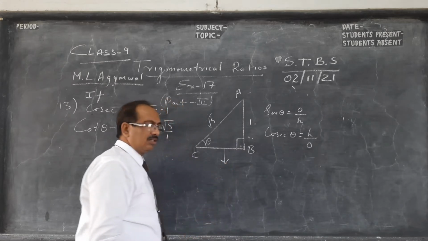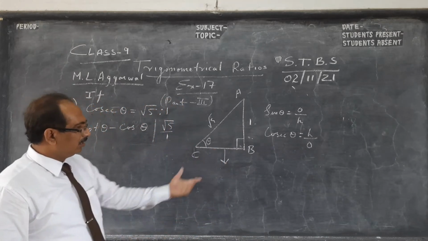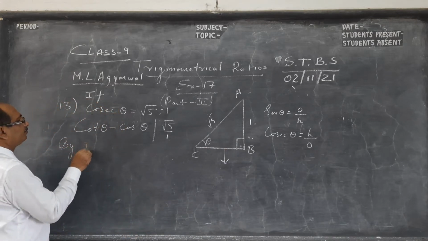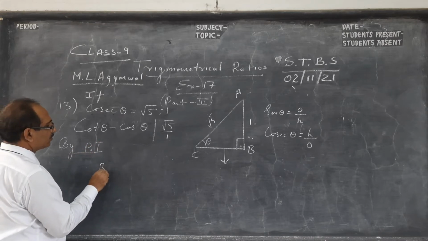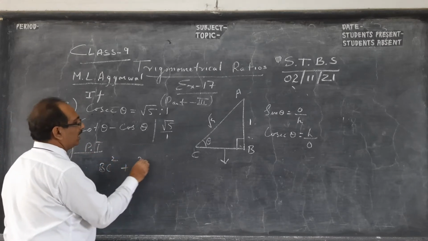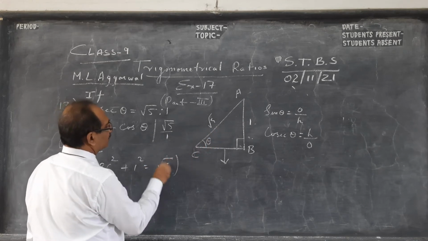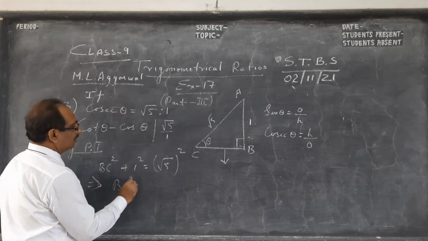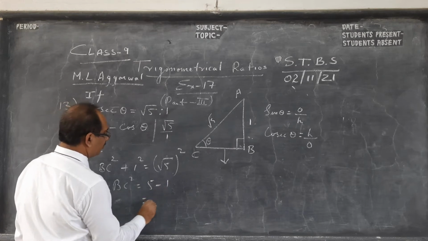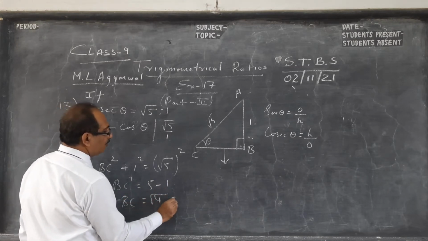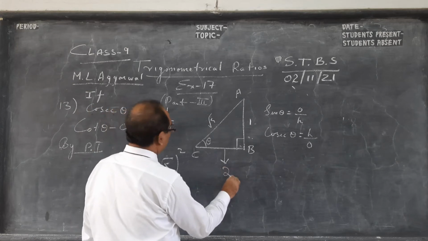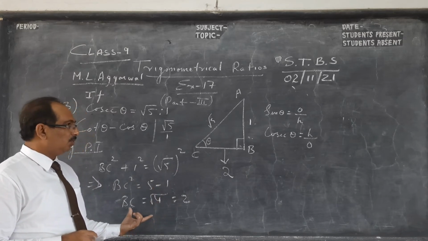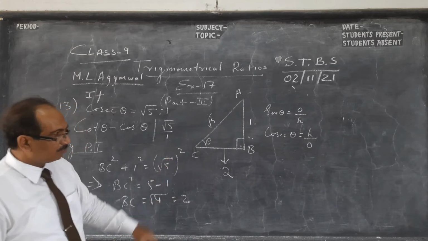So first thing, by Pythagoras theorem, we have to get the adjacent or the base. So by Pythagoras theorem, BC square plus 1 square is equal to root 5 square. So BC square is 5 minus 1, 4. So BC is root over 4, this is 2. You could have taken x also, I told you, because this is a ratio, in the ratio chapter you have to take it as x.